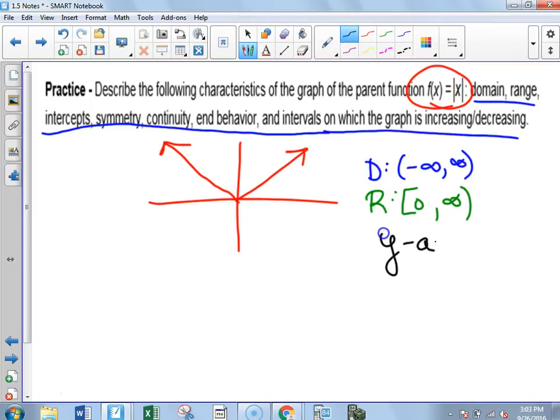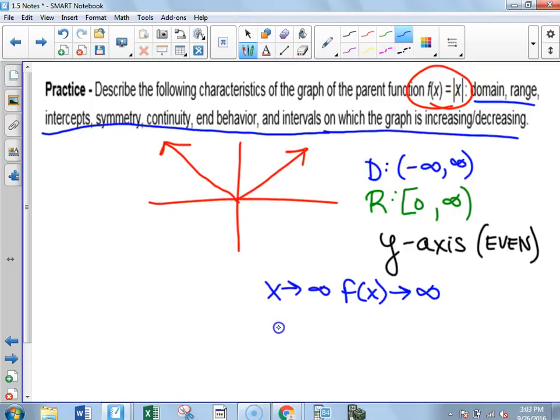Okay, has y-axis symmetry, which means it's what kind of a function? Excellent. Volunteer for any of the rest of those things? Sarah? The end behavior, okay. Okay, and I don't care if you write y, guys. Perfect. Both ends are up, yes? Nicely done.